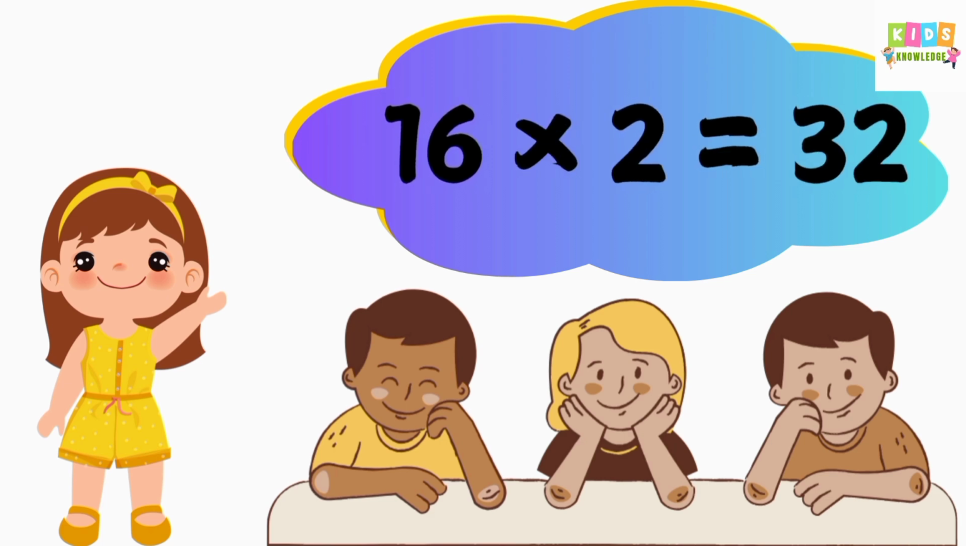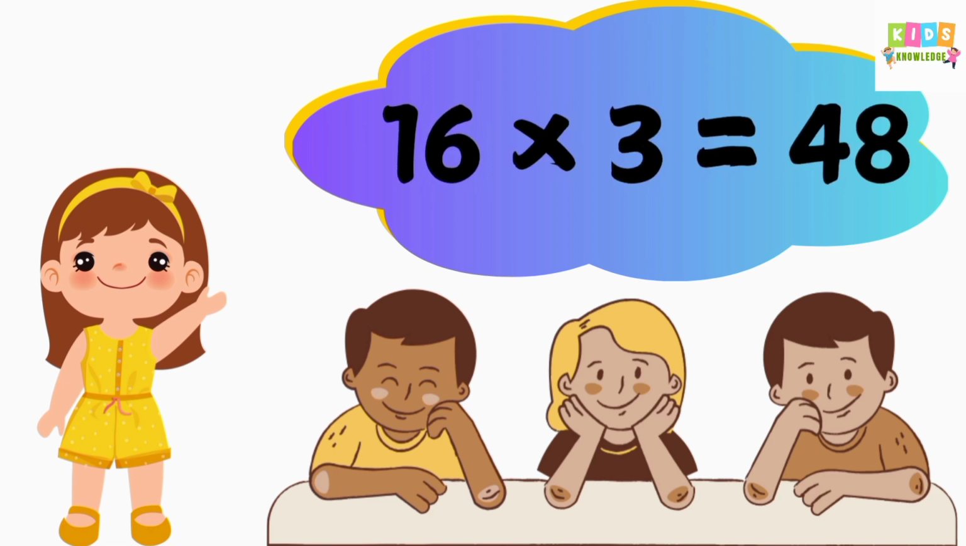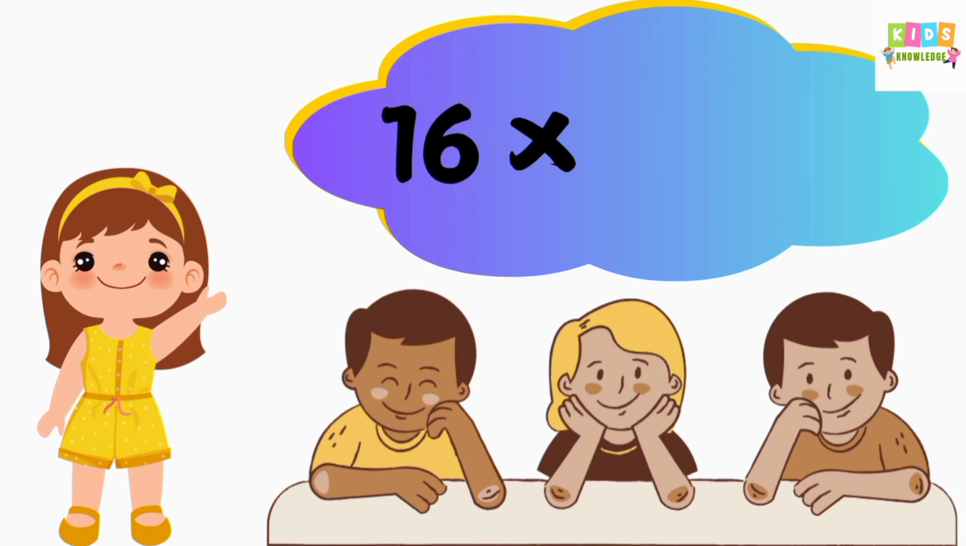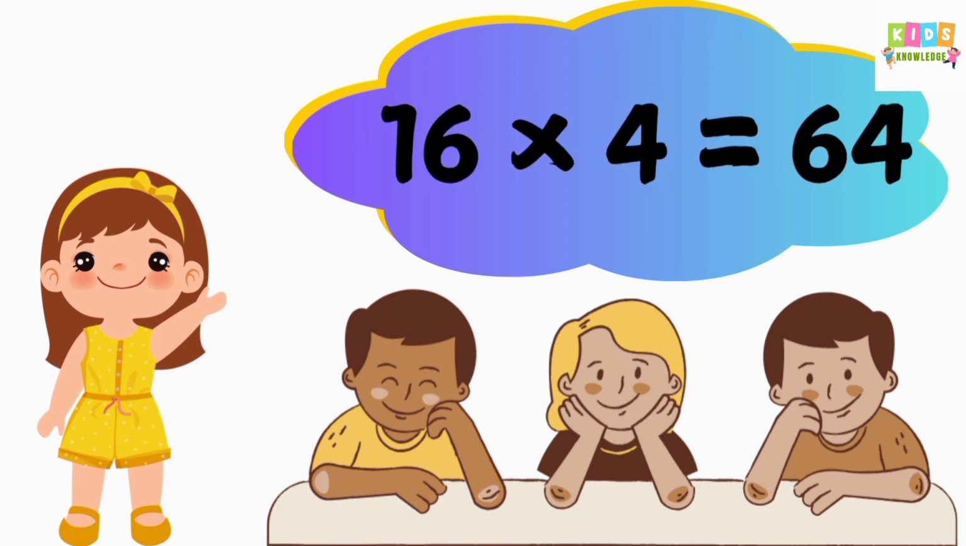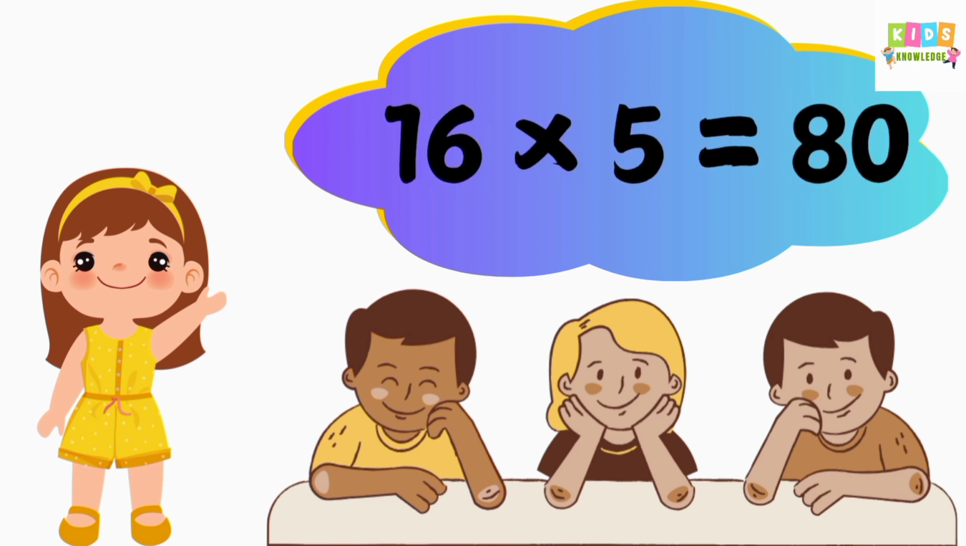16 twos are 32. 16 threes are 48. 16 fours are 64. 16 fives are 80.